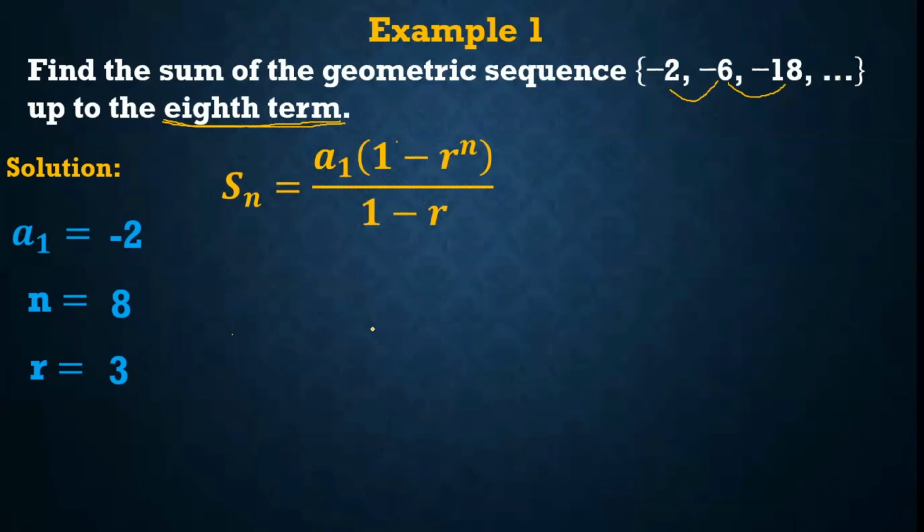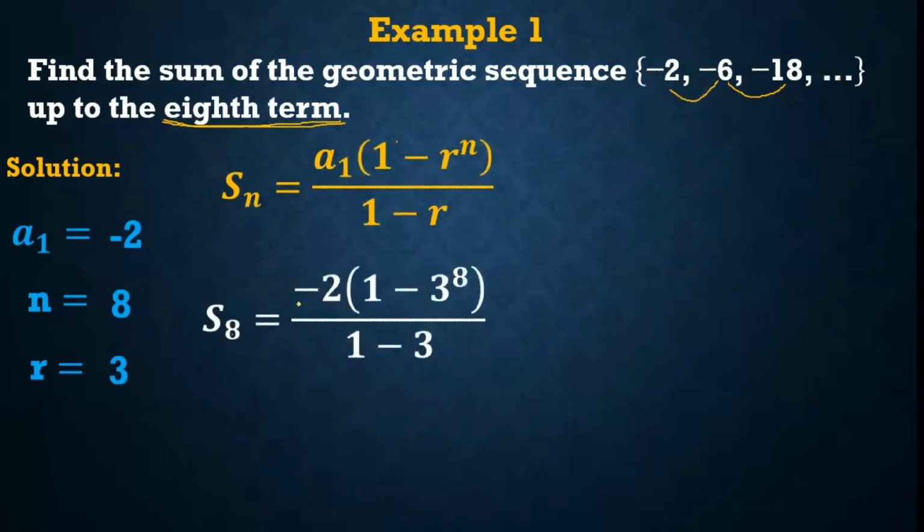Next, we have to write the formula of the finite geometric series. S sub n equals a sub 1 times 1 minus r raised to n divided by 1 minus r. So next, we have to substitute all the given po into the formula. Okay? So instead of n, gawin natin 8. Instead of a sub 1, substitute natin yung -2, and our r, substitute natin po yung +3. Okay? So -2 times 1 minus 3 raised to 8 divided by 1 minus 3.